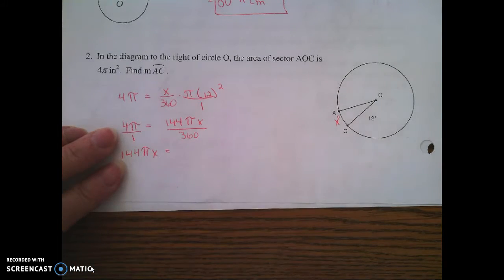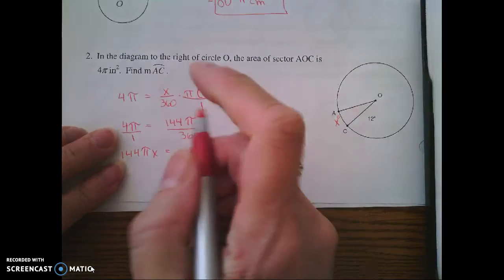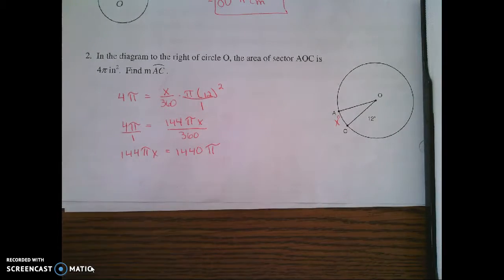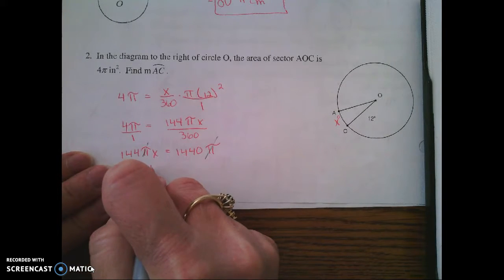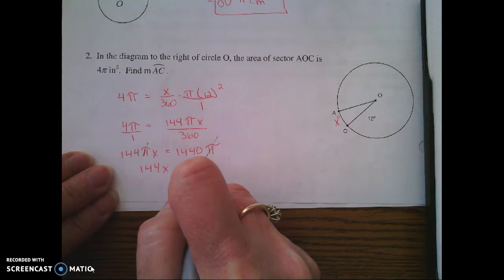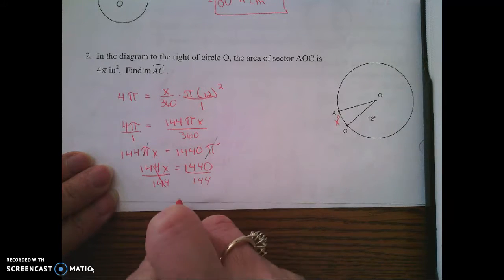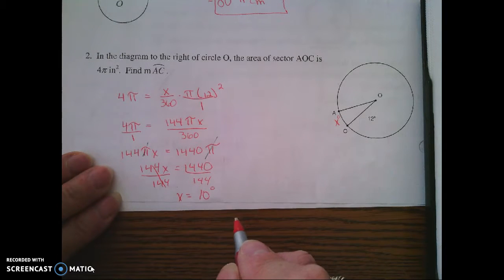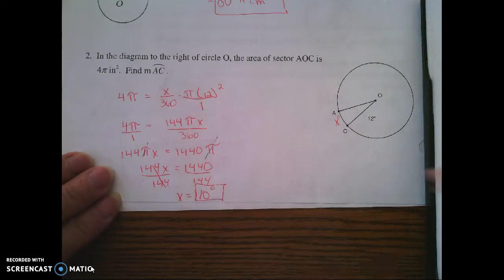4 pi times 360. I just need 4 times 360. It's 1,440. Notice pi is on both sides, so you can divide it out of both; it cancels out. So I have 144x equals 1,440. Divide both sides by 144. X gives you 10, and the label for that is degrees. The measure of the arc is 10 degrees. All right, so it's not that bad. It's not that hard to use.